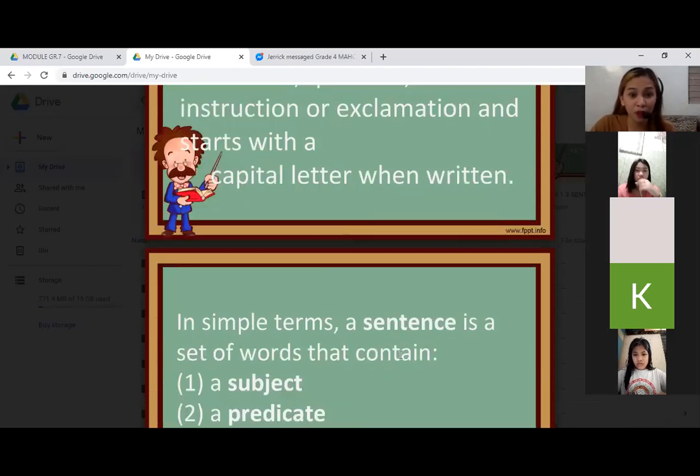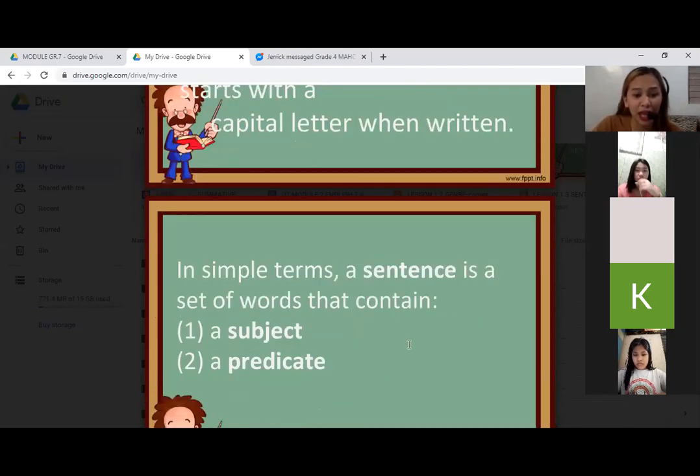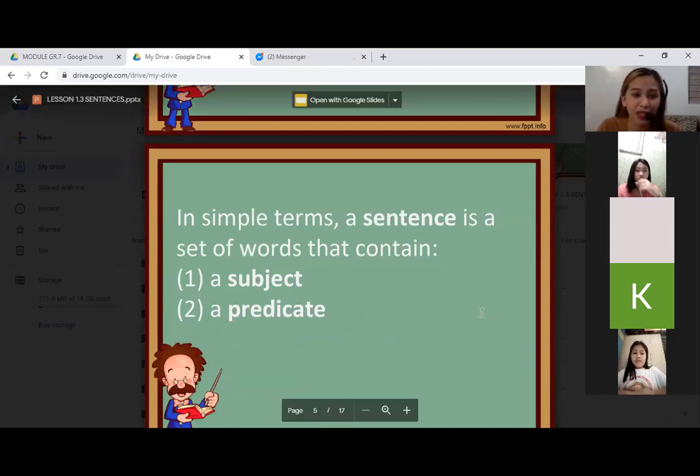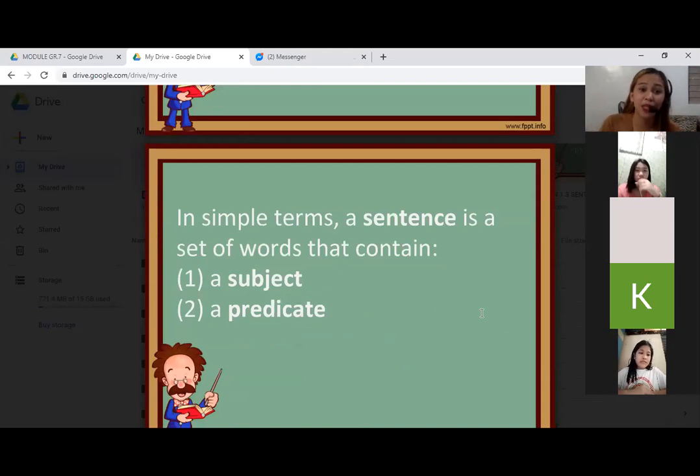So in simple terms, a sentence is a set of words that contain a subject and a predicate. Okay, so subject and predicate are the building blocks of a sentence. So a sentence cannot be a sentence if it does not have subject and predicate. Maliwanag? Kailangan sa isang sentence, there must be a subject and there must be a predicate. Sige, now class, do you have any idea what do we mean by subject?